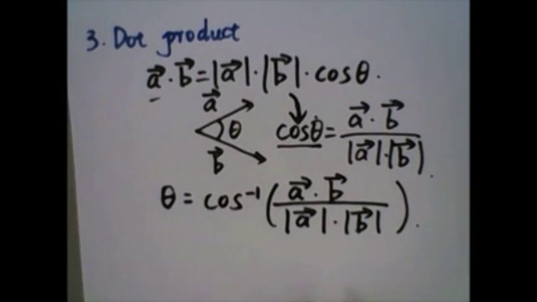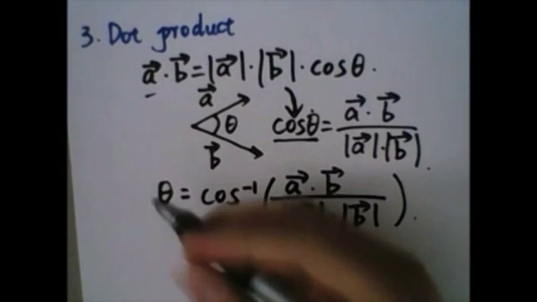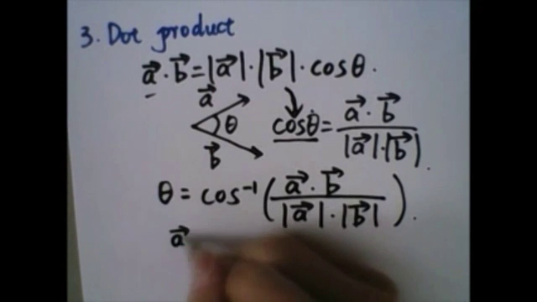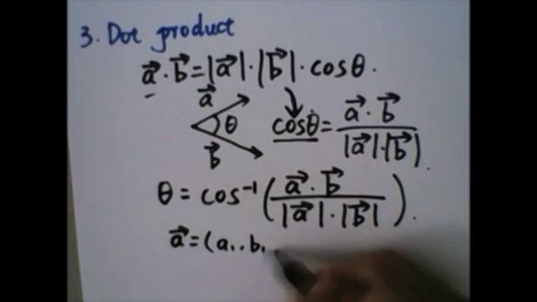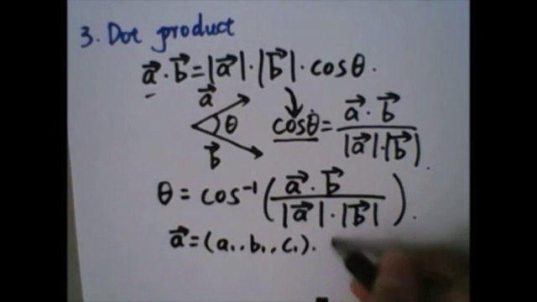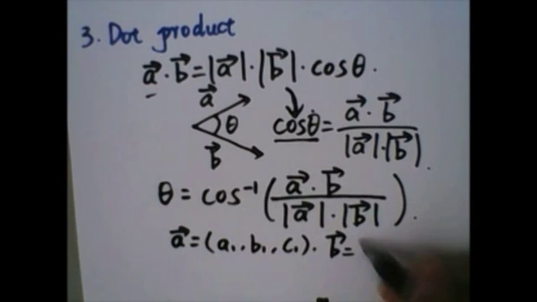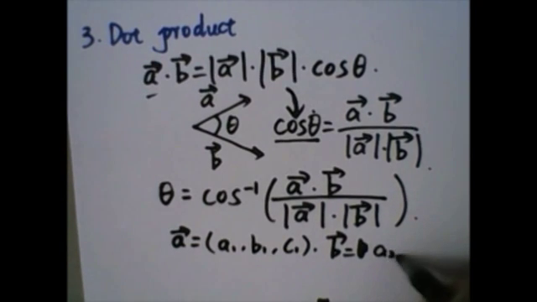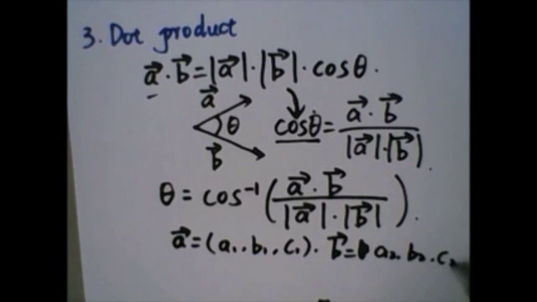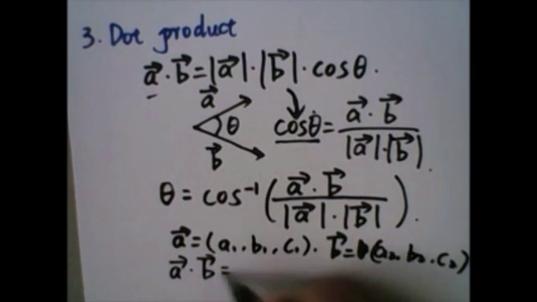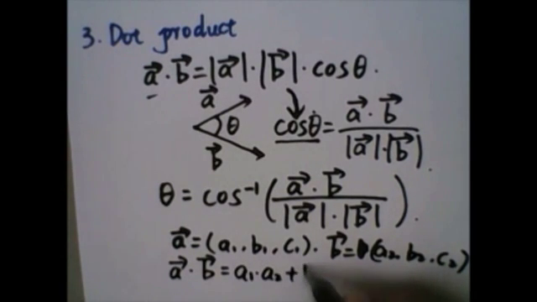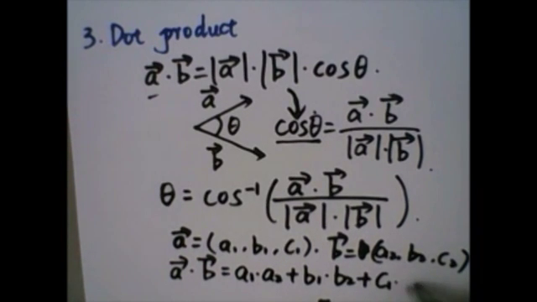Now, we can apply the position vector of AB to this dot product. For example, vector A is (a1, b1, c1), and vector B is (a2, b2, c2). Then A dot B is just a1 times a2 plus b1 times b2 plus c1 times c2.